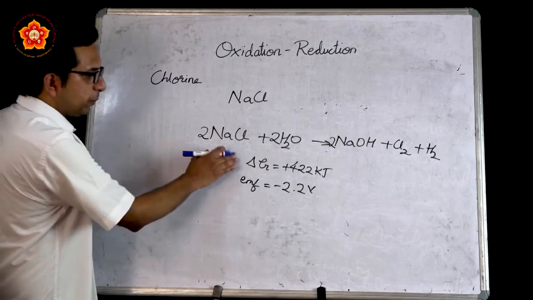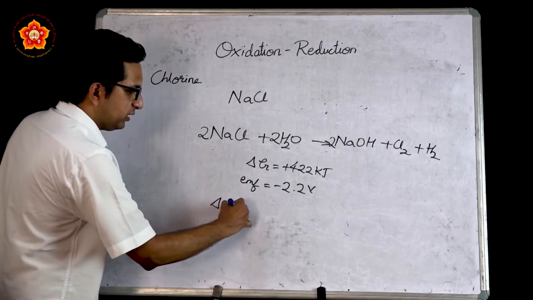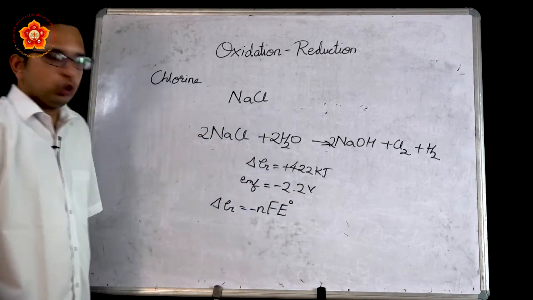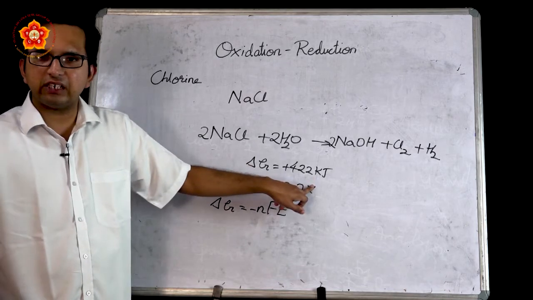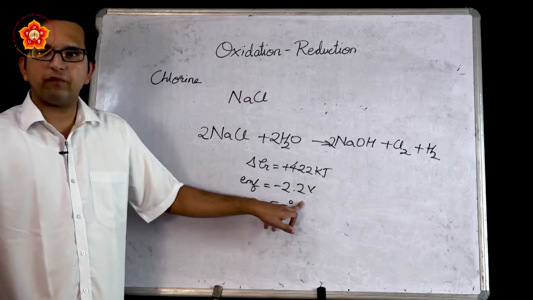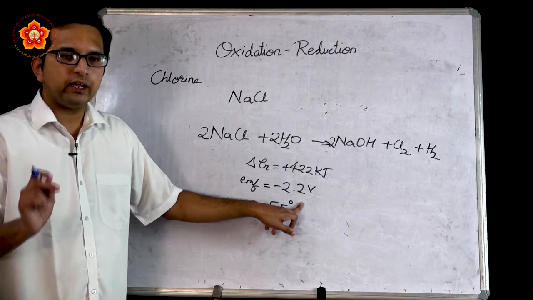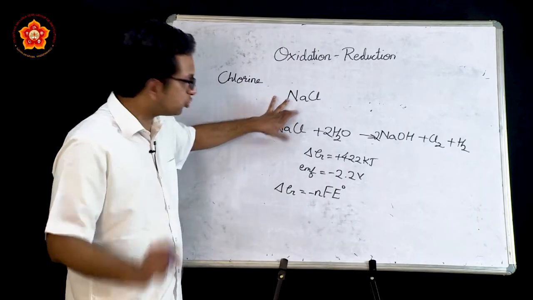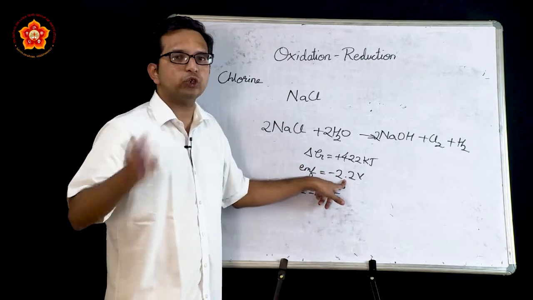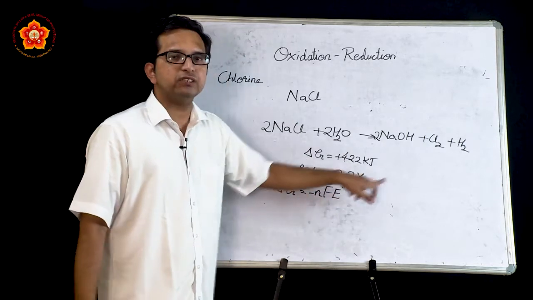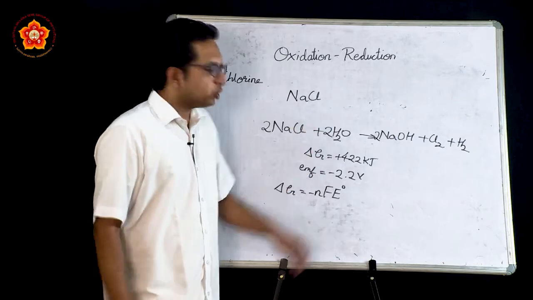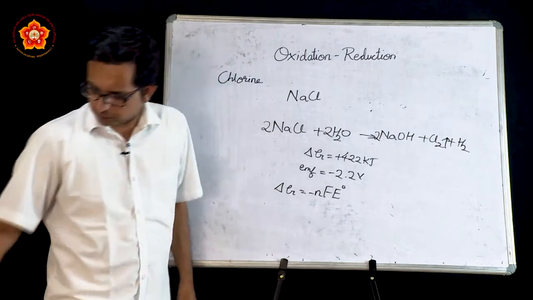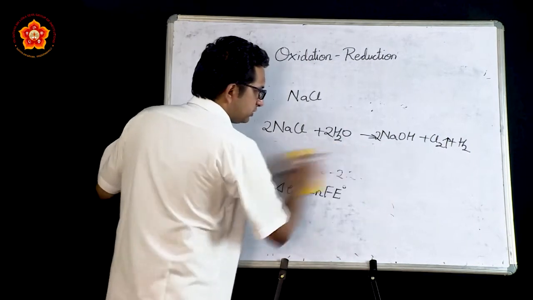What is the relationship between delta G and EMF? We know it to be delta G is equal to minus nFE naught. So, by this relation, once we know the delta G value, we can get the EMF as minus 2.2 volts, which means that if I have to make this reaction happen, the electricity offered should be more than 2.2 volts, so that it can negate the energy present inside this. So, from this reaction, we tend to get this chlorine gas for our elemental processes.